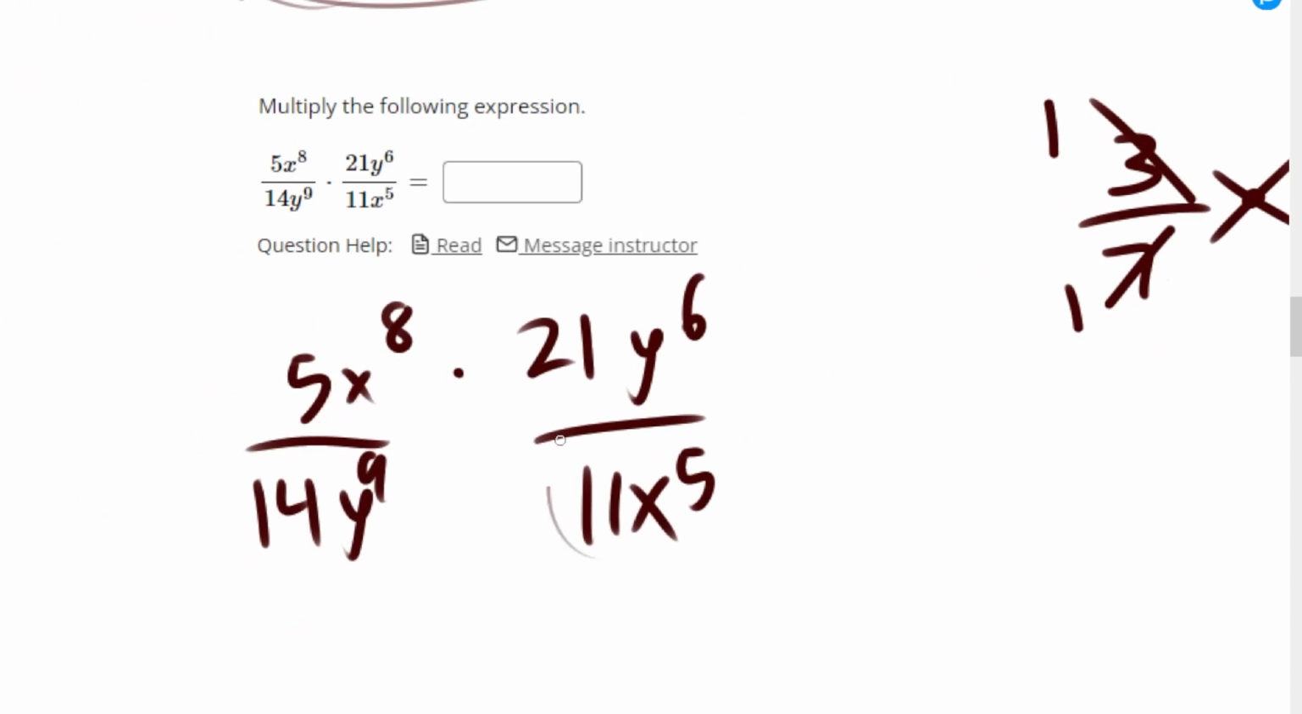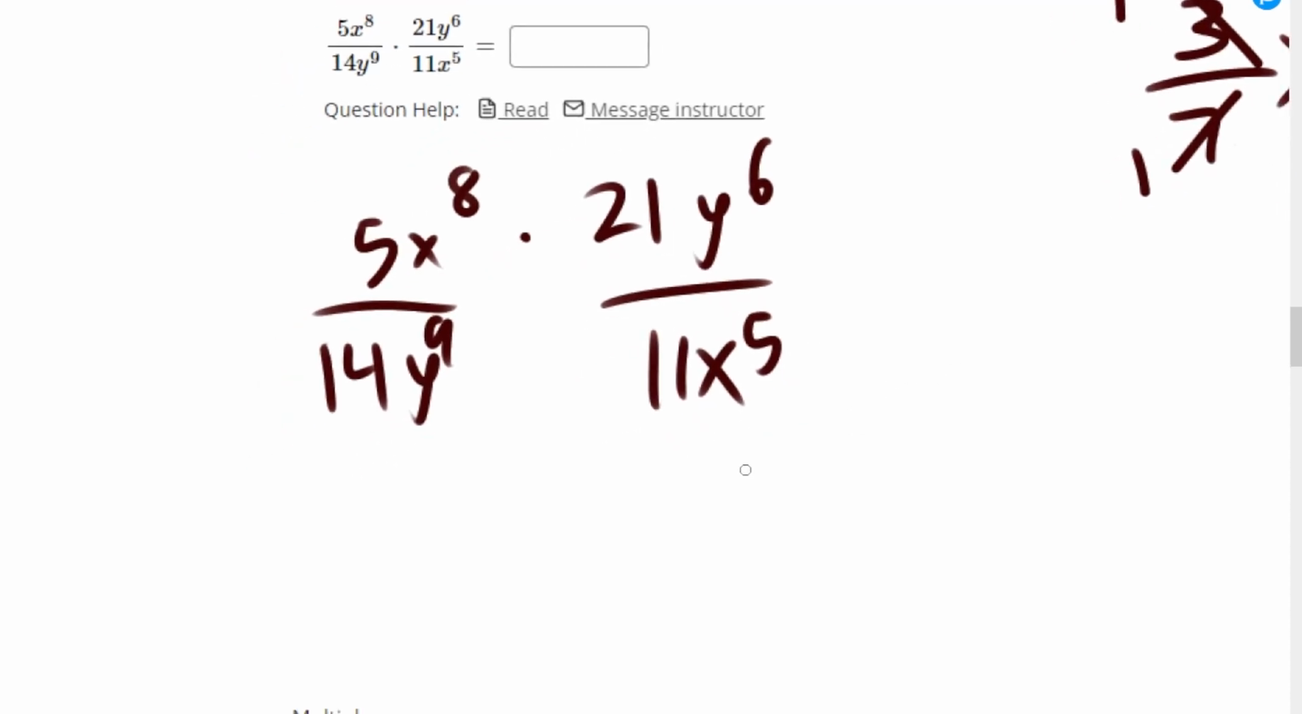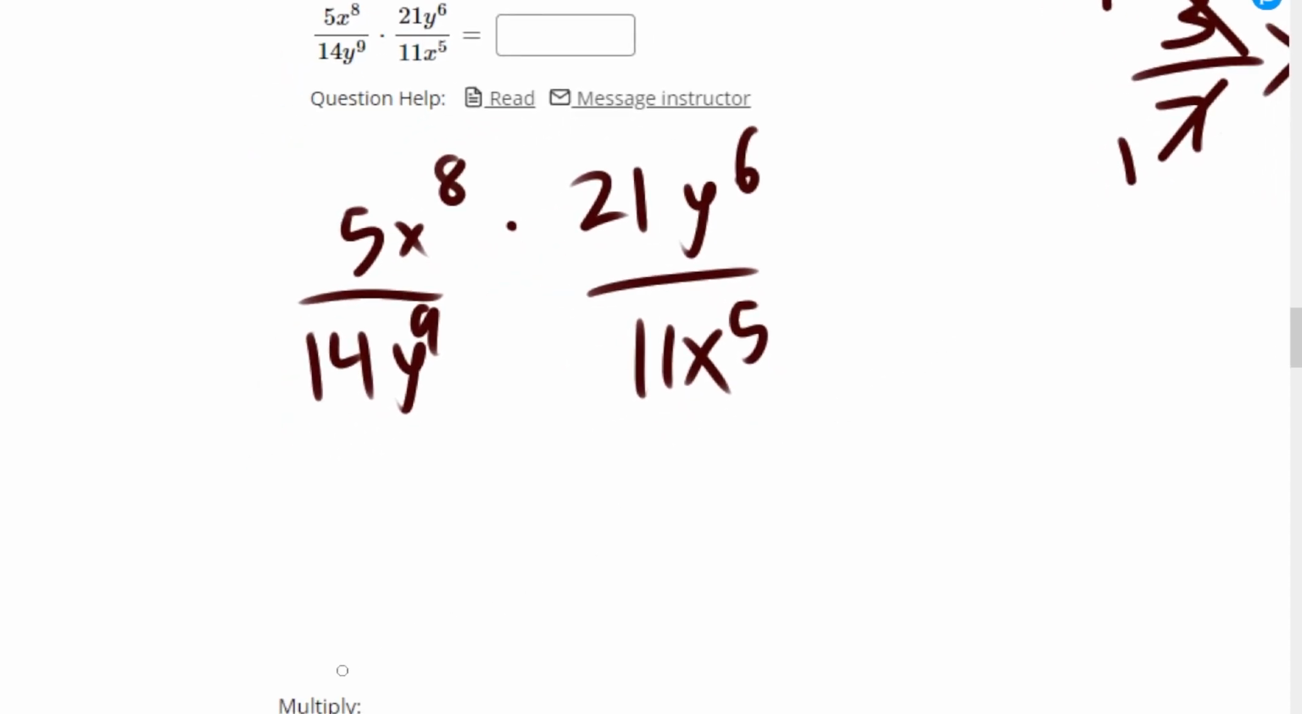Well, 5 doesn't go into 11. X to the 8th and x to the 5th can reduce. So this leaves us with... hold on, I'm suddenly blanking. We can cross these x's out, sort of. So we have 5x to the 3rd times, and then something over 11.